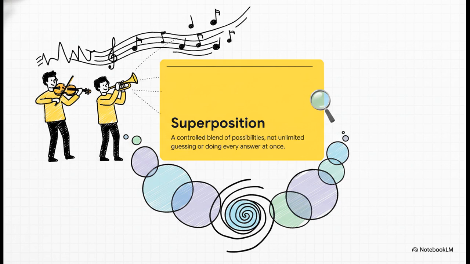And that brings us to the famous, or maybe infamous, concept of superposition. People often imagine a qubit is doing every possible calculation at once, just giving us all the answers for free. But actually, scratch that. That's not quite right.